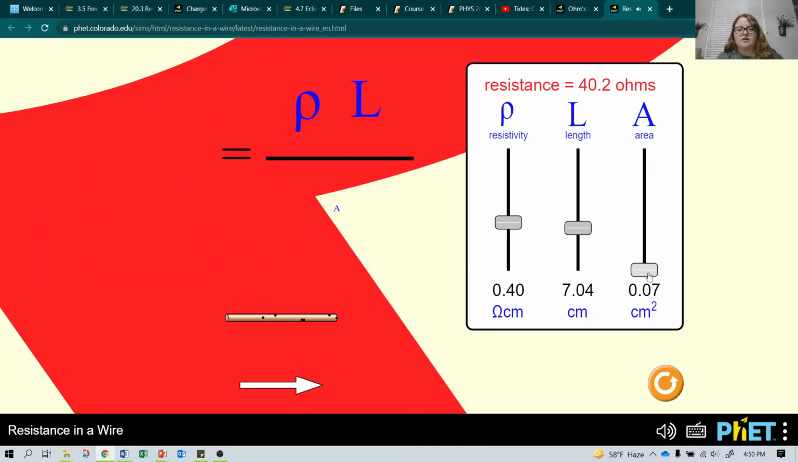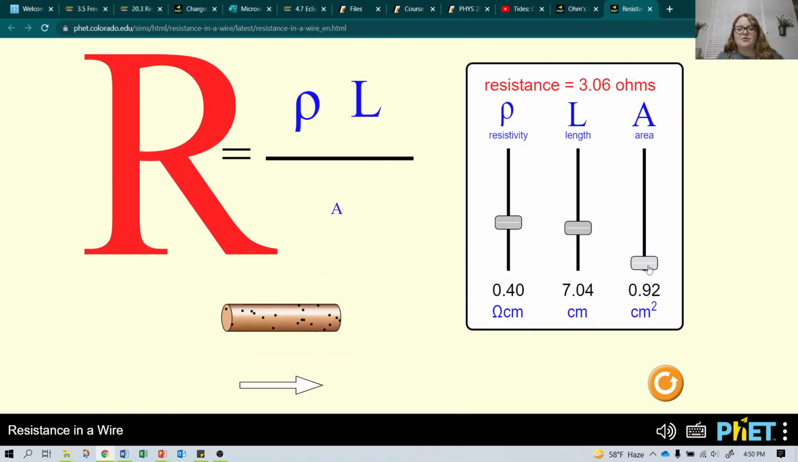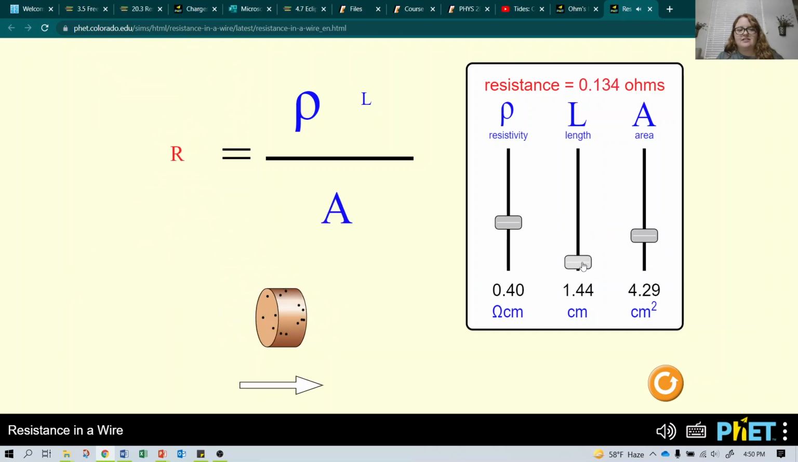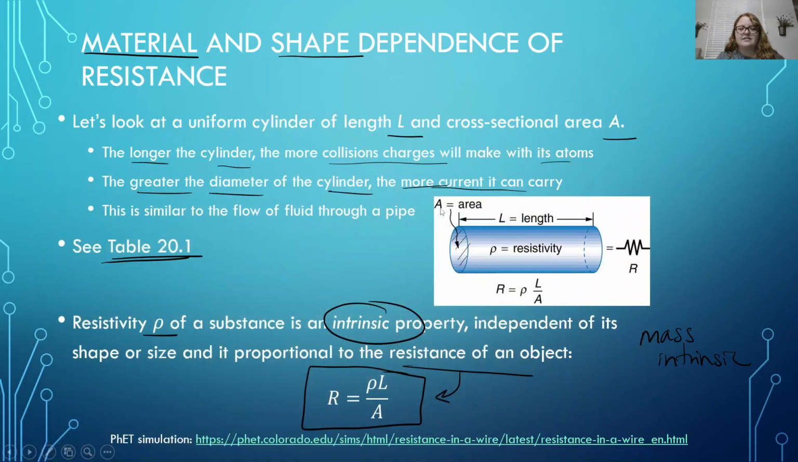And then we can look at the complete opposite. If we lower the area, we'll have a higher resistance. Lower the length, lower resistance. Lower resistivity, lower resistance. Okay? All right. So you can play with that on your own time as well to get a better understanding. Okay?